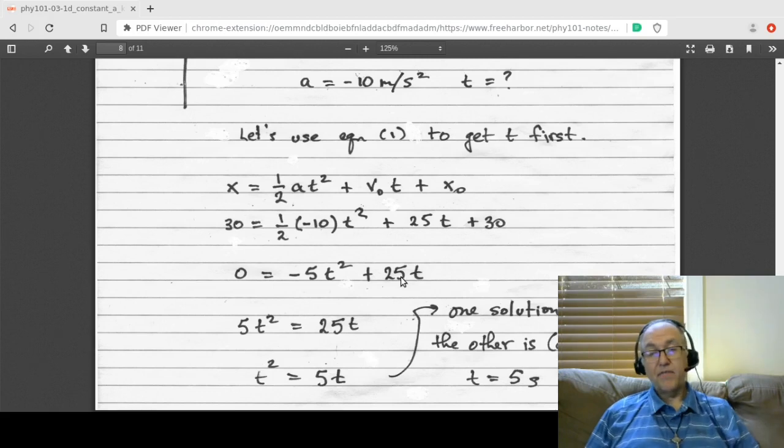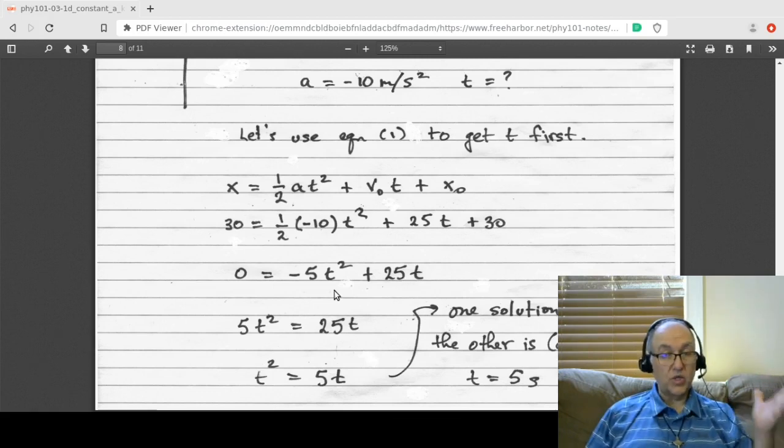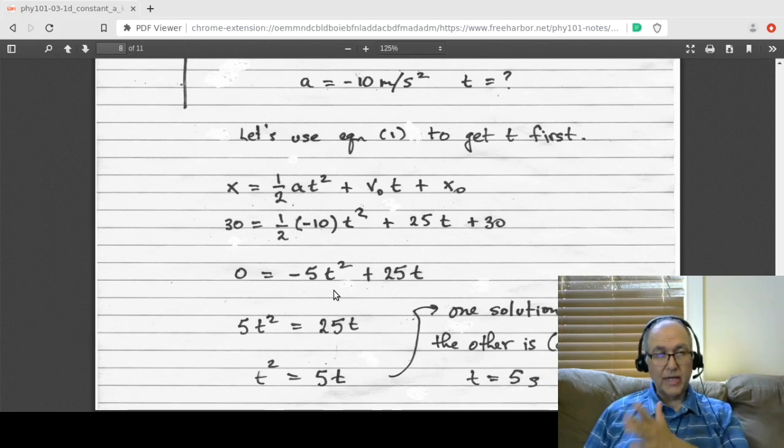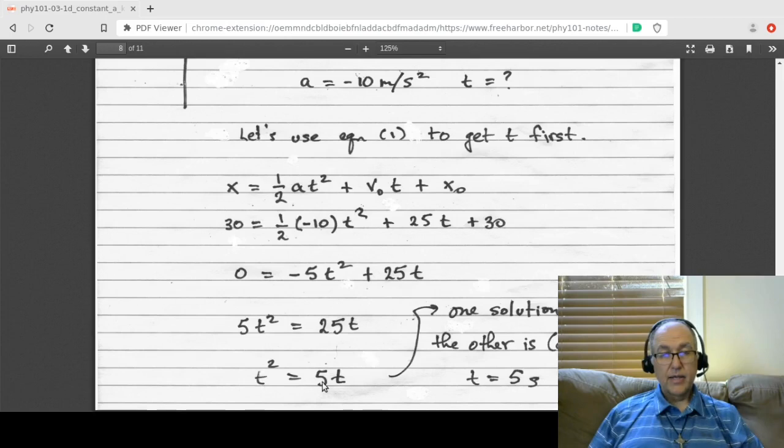Okay. Now to make life very easy, we could just solve this. We don't need the quadratic equation. We will need it in a minute, but not yet. So we could just take the negative 5t squared to the other side. So we get 5t squared is equal to 25t, like that. And then we have t squared is equal to 5t. Now you've got to watch it. This looks like it has only one solution, but it actually has two solutions. There are two possible numbers that you can put in for t that solves this.